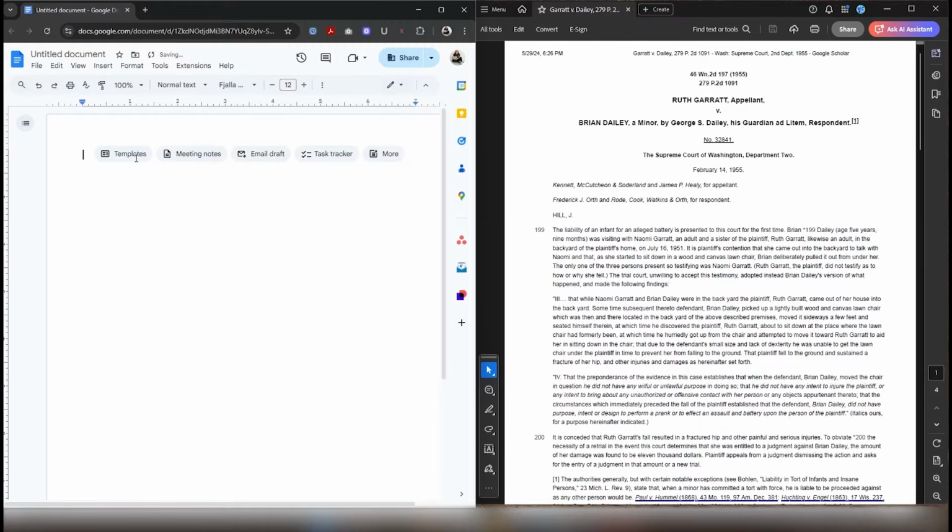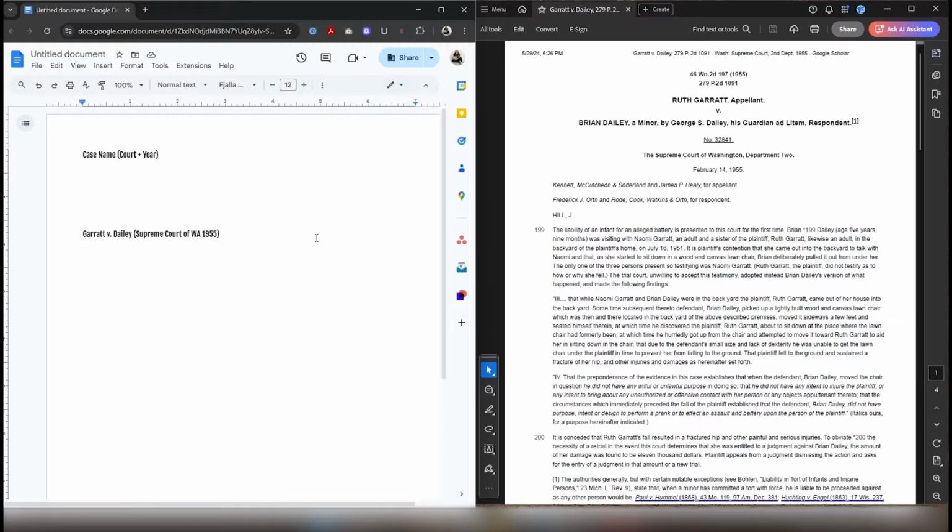And so what we're looking for is the case name and then the court and year. Not because you actually need to know or memorize the court and the year, but because it's just nice to have an understanding of what court the case is coming out of and what year it was published. And so in this example, our case name is Garrett versus Daly. The court it's coming out of is the Supreme Court of Washington, and the year it was published was 1955.